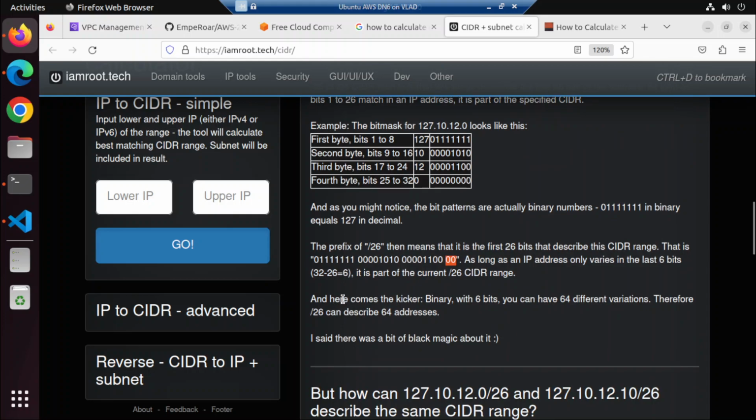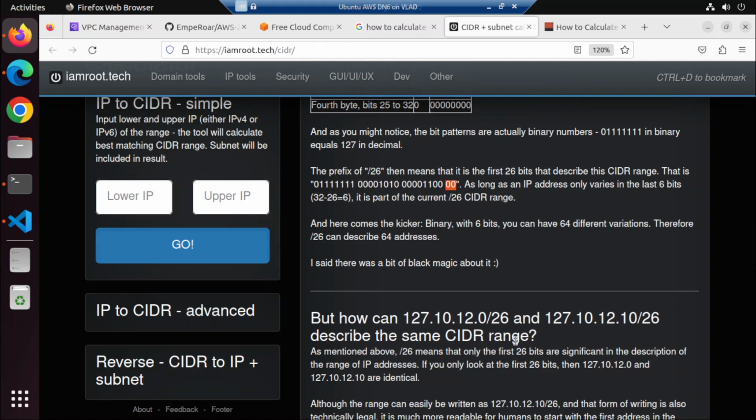Okay, and here comes the kicker. Binary with 6 bits, you can have 64 different variations. Therefore, /26 can describe 64 addresses. I said there was a bit of black magic about it. Yeah, damn. 6 bits, you have 64 different variations. Really? Binary with 6 bits, you have 64.